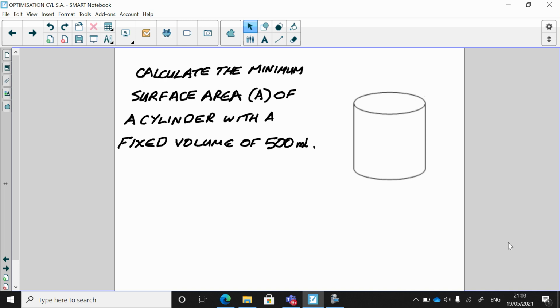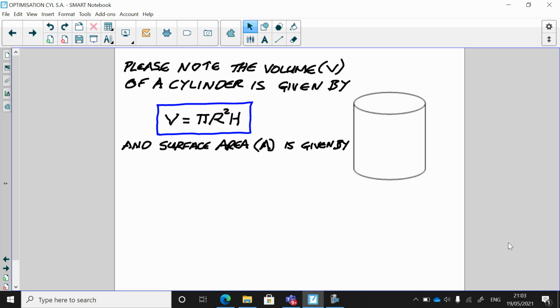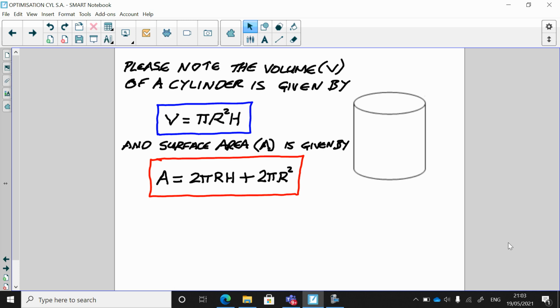Before we can do that, we need to come up with some expressions for surface area and maybe volume. So here they're actually telling you that the volume V is equal to pi r squared h. R is the radius and h is the height of the cylinder. Also, they're telling you what the surface area is equivalent to. It's 2 pi r h, which is actually the kind of outer part.